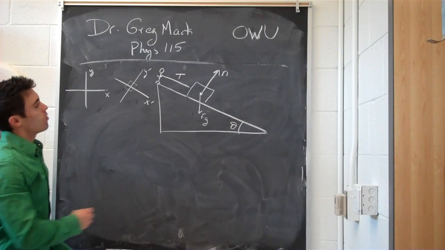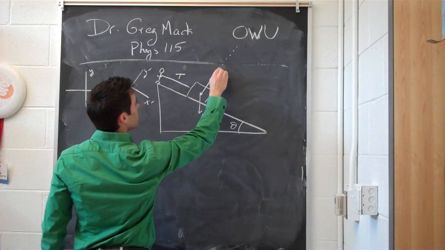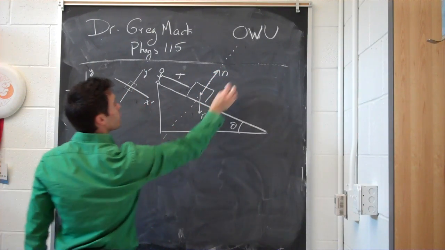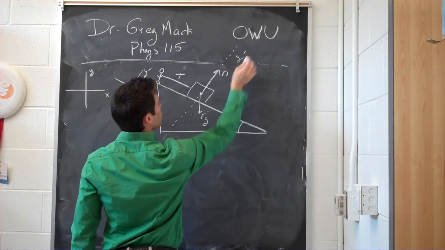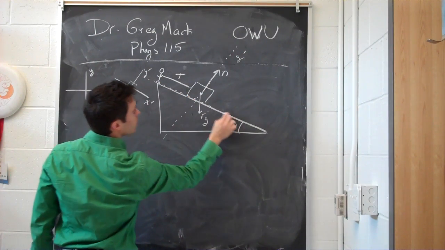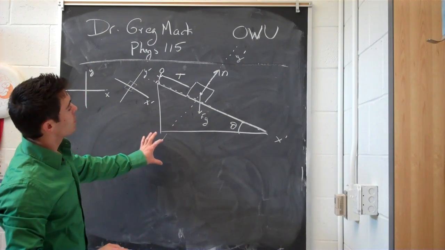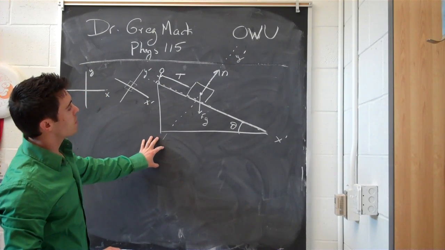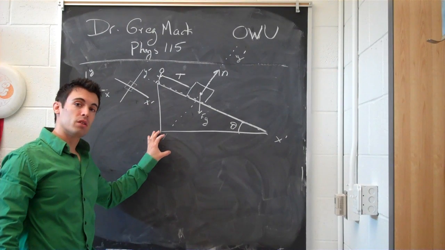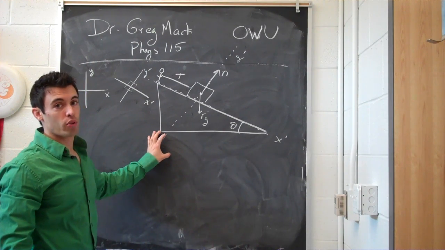Okay. So that means that our new axis for the y is this y prime here, and the new axis for the x is that x prime there. And that means that now we need to look at the sum of the forces in the y prime direction and the sum of the forces in the x prime direction.